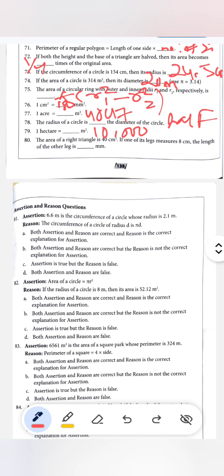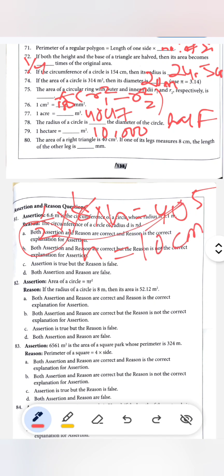The area of the right angle triangle is equal to 40 centimeter square. One of its leg measures 8 centimeter. The length of the other leg will be how much? So half into base is equal to 8 centimeter into height is equal to 40. 8 ones are 8, 8 fives are 40. So h is equal to 2 into 5, that is equal to 10 centimeter.